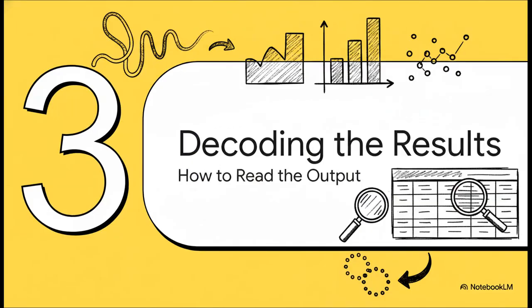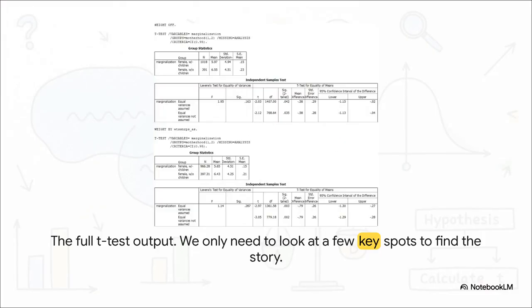All right, so we've clicked OK, we've run the test, and now we get a big table full of numbers. I know, this can look a little intimidating at first, but we're going to break it down and find the actual story that's hidden inside this output. And here it is, in all its glory. The full output table. And yeah, there's a lot going on there.